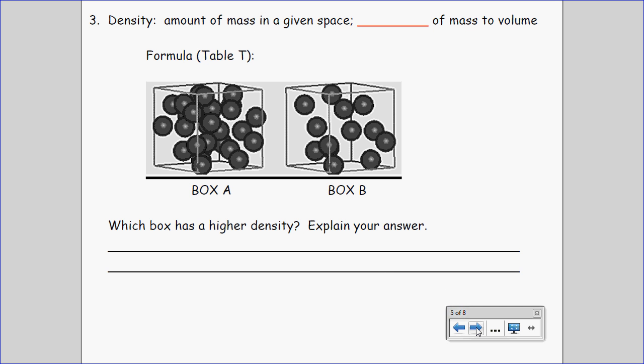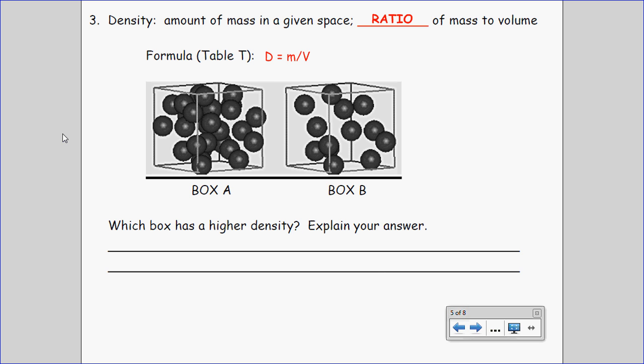Now, density is a combination of mass and volume. It's the amount of mass in a given space. It's the ratio of mass to volume. And from Table T, there is an equation. Density equals mass divided by volume. Question here that I'd like you to pause the video and answer is, which one of these boxes has a higher density? Which one of these boxes has a bigger ratio of mass to volume? You can see the volume is the same, but box A seems to have more particles in it.